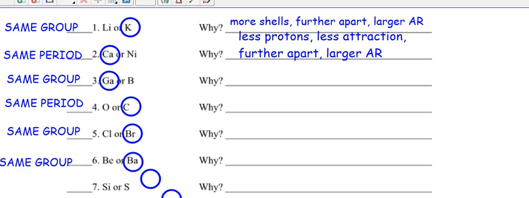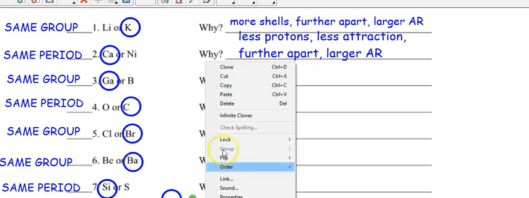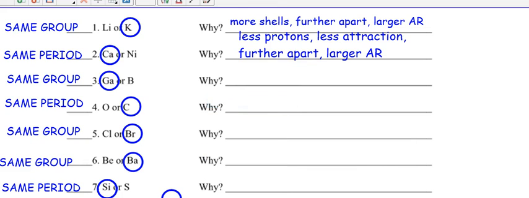Okay. What about silicon and sulfur? They're in the same period, aren't they? So now what do I do? Which one is it going to be, silicon or sulfur? It's going to be silicon, isn't it? Why? It has less protons, less attraction, further apart, larger atomic radius.